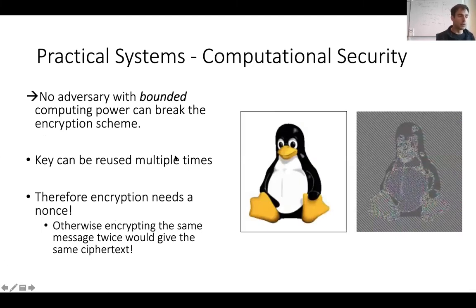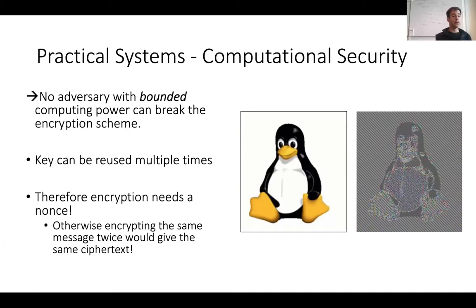Something else which is very important when you talk about practical systems is that you need a nonce to do the encryption. You need some randomness to do encryption. So why is this needed? This is needed because if you're encrypting multiple messages using the same key, you will be encrypting over and over again using the same key. And what is the problem with this? The problem with this is that if you happen to encrypt the same message twice using the same key, you will get the same ciphertext.